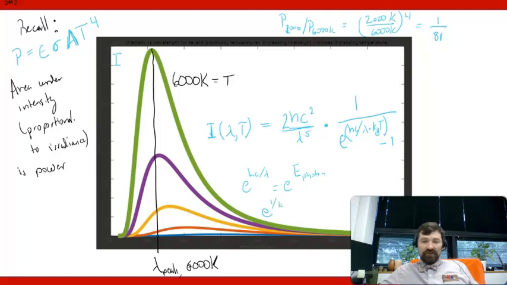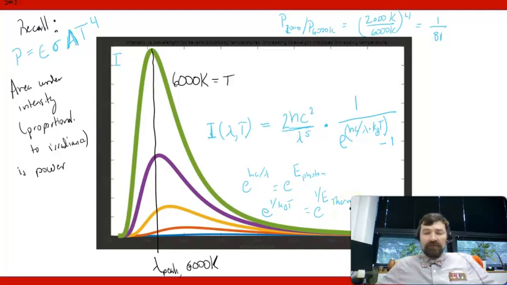and e to the 1 over k sub b t would be e to the power of 1 over E thermal. So this is basically the quantum energy divided by the thermal energy in the exponent. Alright, so Wien's law basically takes this equation and says, where is I at a maximum? For what value of lambda is I at a maximum given some set value of t? Alright, so that's another way of thinking of Wien's law, a parallel way of thinking of it.